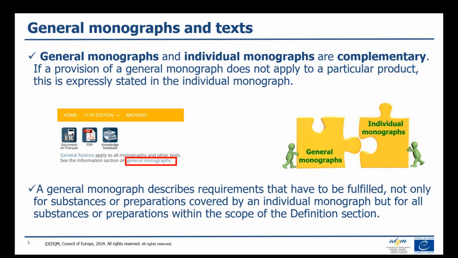Something also important is that a general monograph describes the requirements that have to be fulfilled, not only for the substances and the preparations which are covered by an individual monograph, but also for all the substances and preparations which are in the scope of the definition sections. So it means that even if there is no individual monograph in the pharmacopoeia, you have to fulfill the requirements of the general monographs.